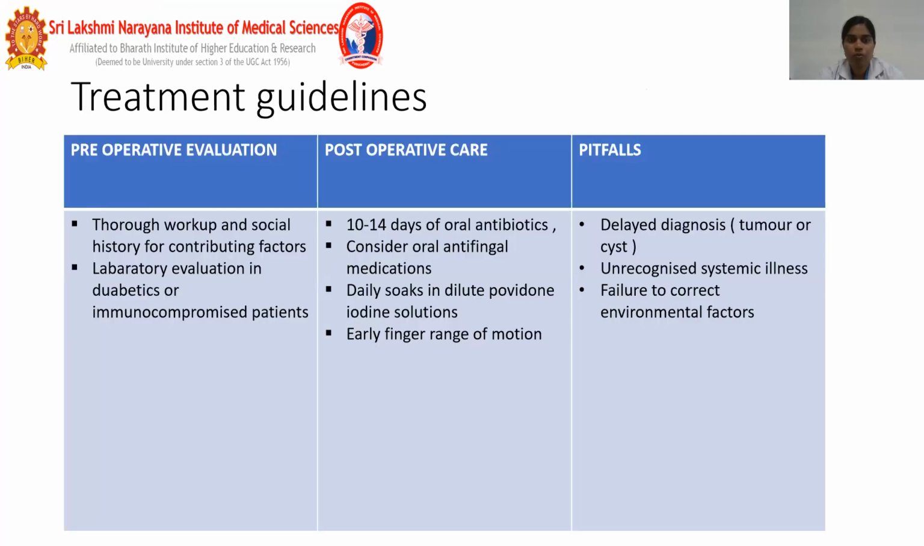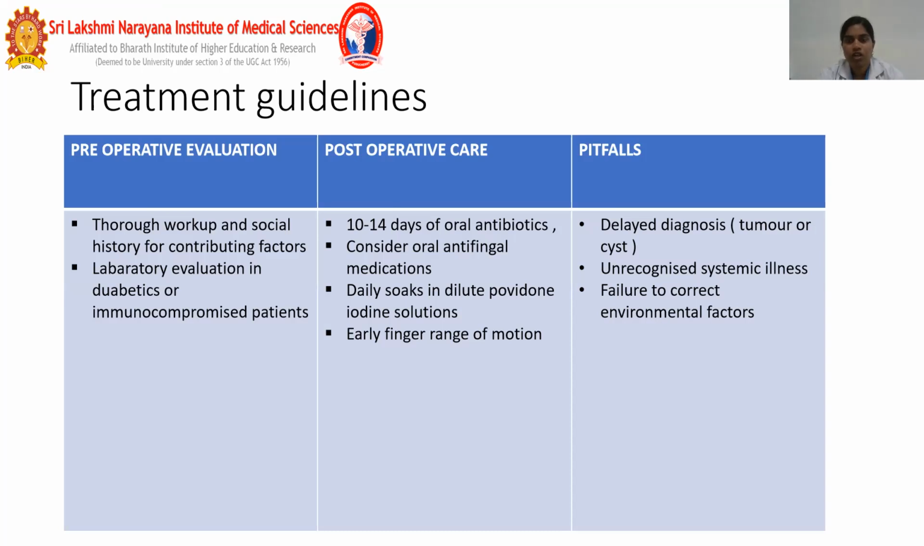This also includes a preoperative workup, because a thorough workup should be done, including social history for contributing factors, risk factors, and the common populations which are affected. Those factors should all be considered to give occupational rehabilitation also. And laboratory evaluation in diabetics and immunocompromised patients should be done. Post-operative care is 10 to 14 days of oral antibiotics. Oral antifungal medication should also be considered, along with daily soaks in dilute povidone iodine solution and early finger range of motion.